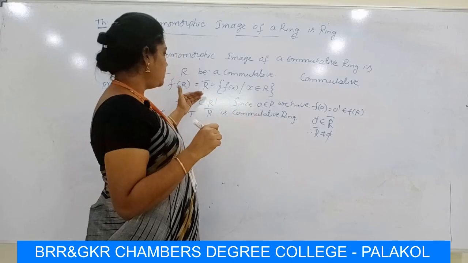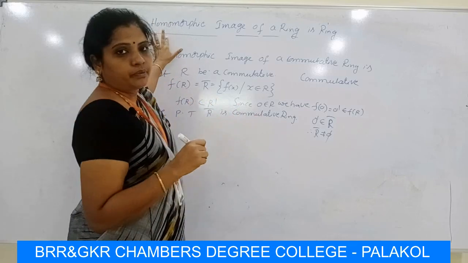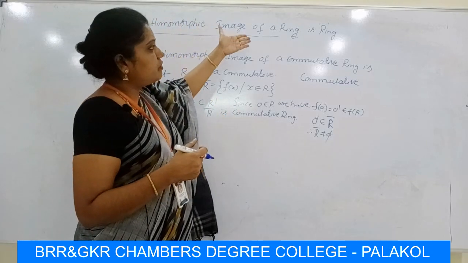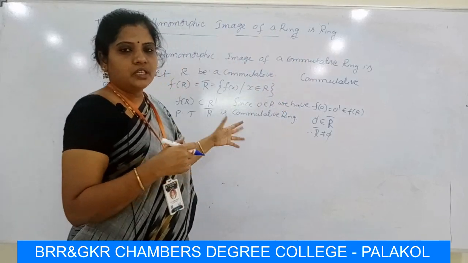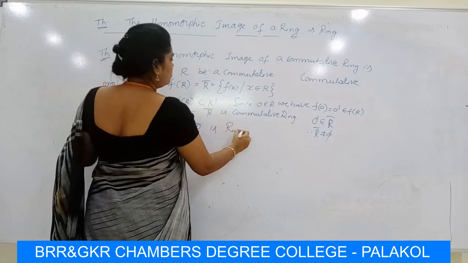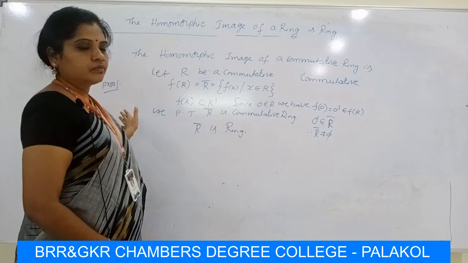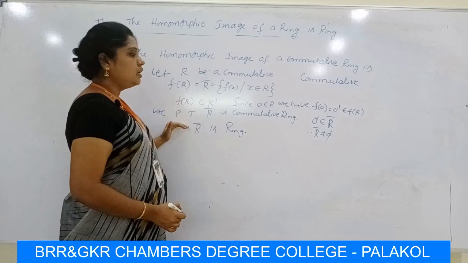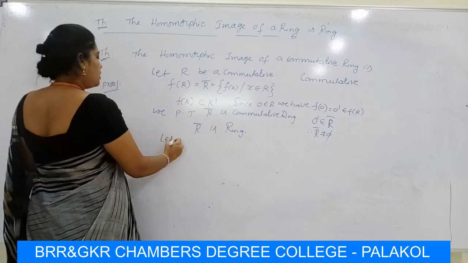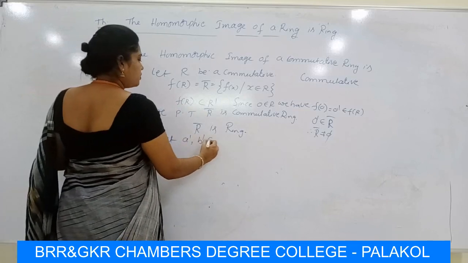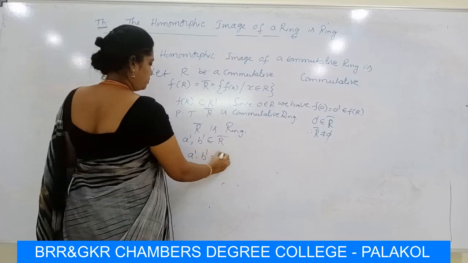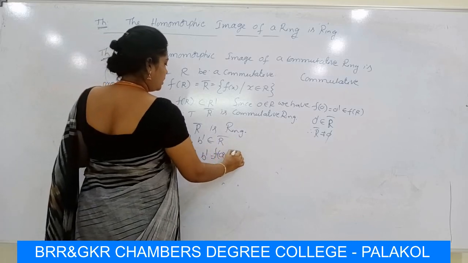First of all it is a ring. By the previous theorem, that the homomorphic image of a ring is a ring, R bar is obviously a ring. So we just have to prove it is commutative. The commutative law is that AB is equal to BA. So if we take any two elements A dash, B dash belonging to R bar, then A dash into B dash equals F of A into F of B.